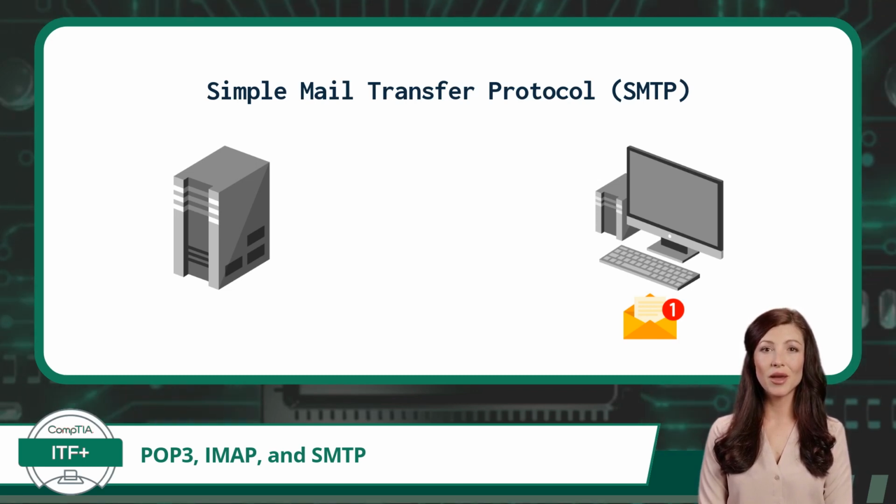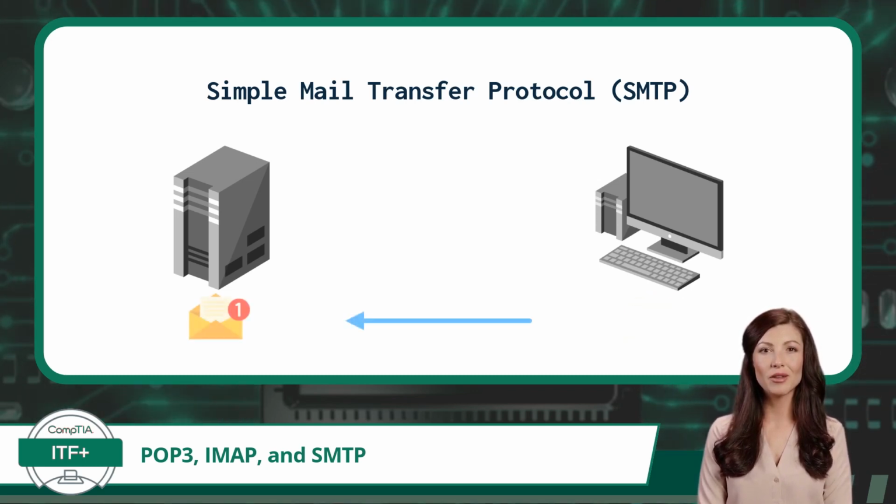When you compose an email and click Send, your email client uses SMTP to transfer that email to the email server for delivery. SMTP also ensures that your email is sent to the recipient's email server, which then stores it until the recipient checks their inbox. And there you have it, POP3, IMAP, and SMTP, the protocol trio that manages all your email communications.